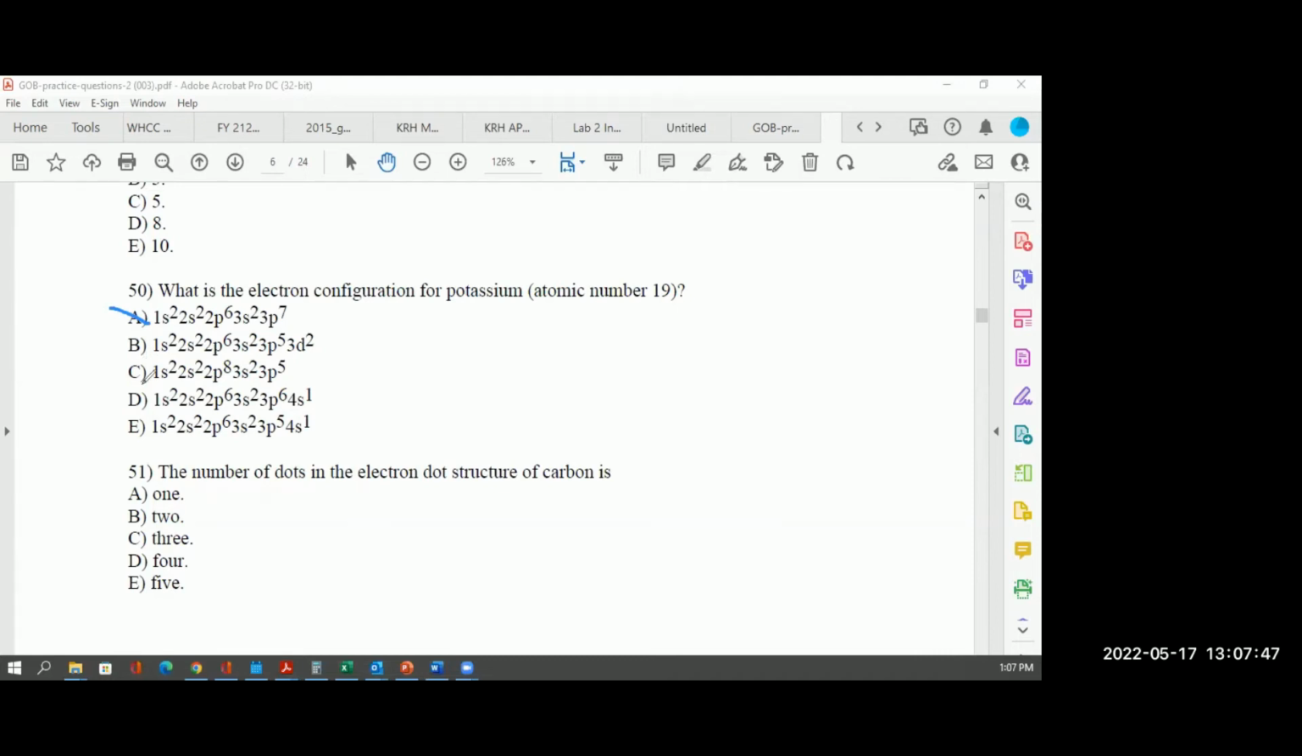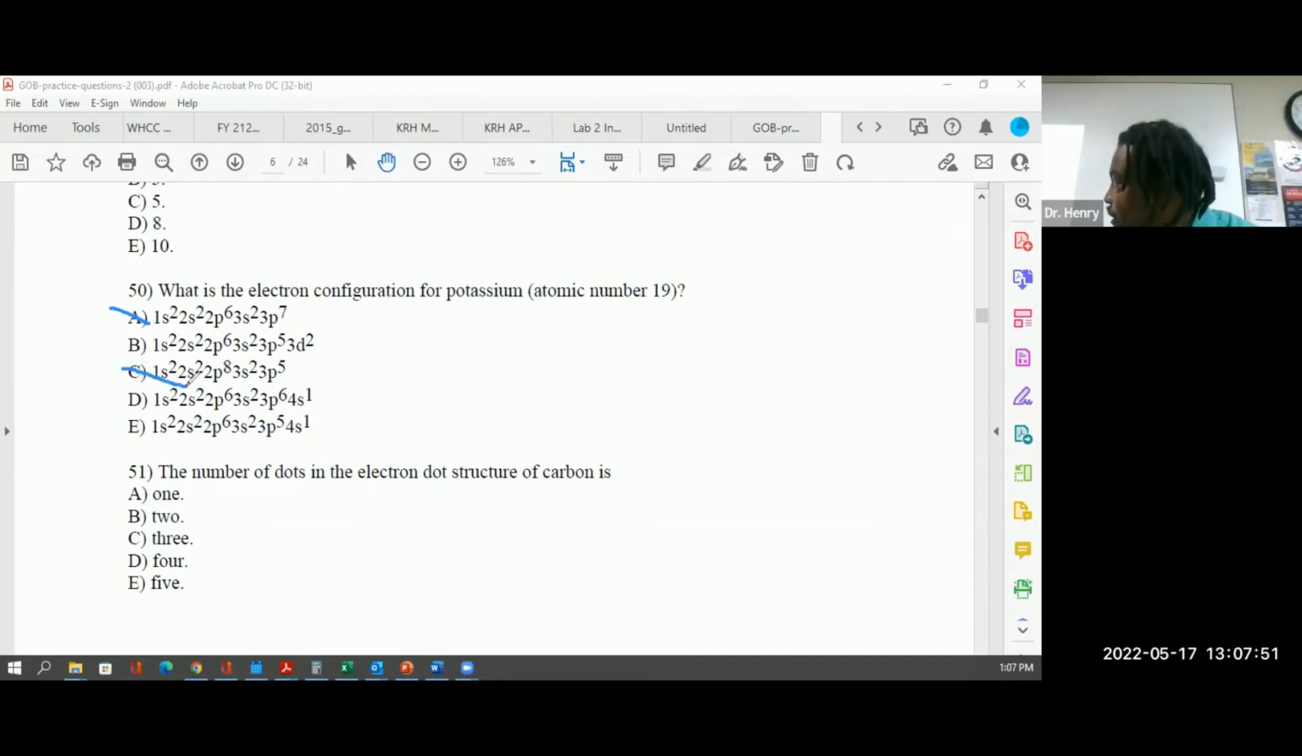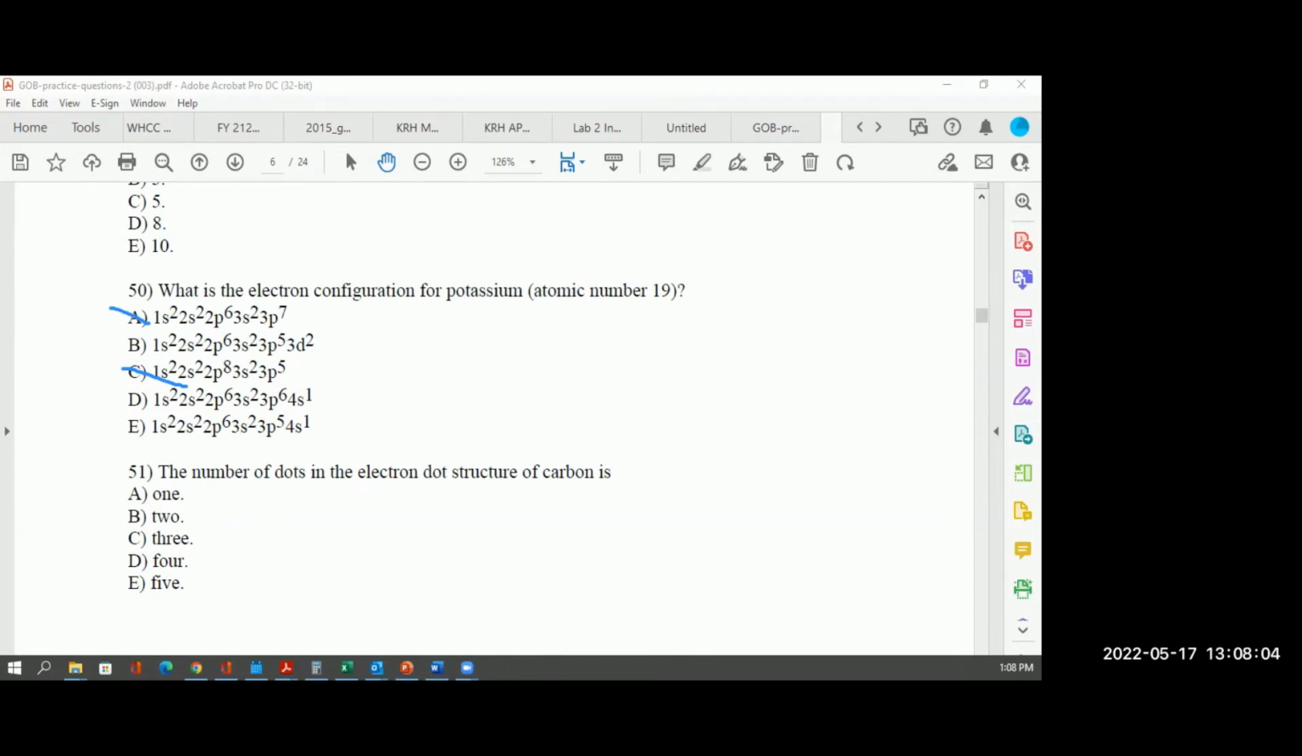Okay, so we can take out C. Yep, we can take out C. So we've got rid of 2 of those already. Okay, so if we go to our periodic table, do you mind if I pull up the periodic table? Go for it. Okay, let me pull it up.